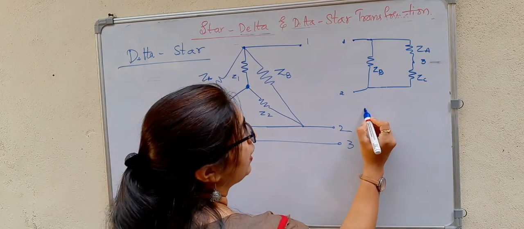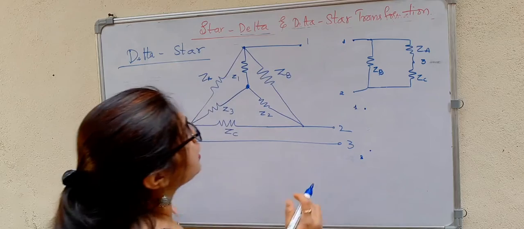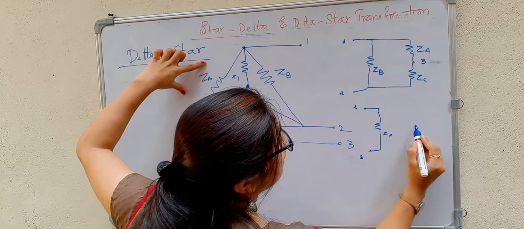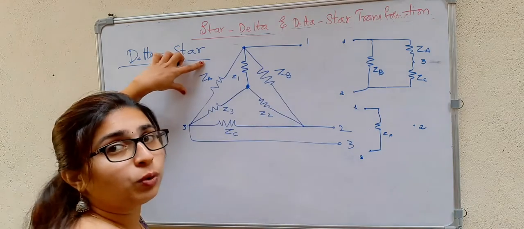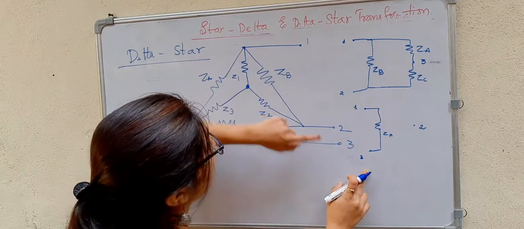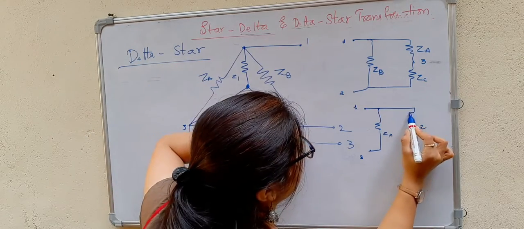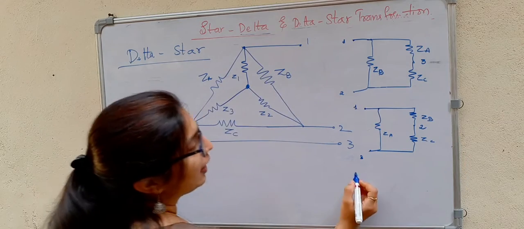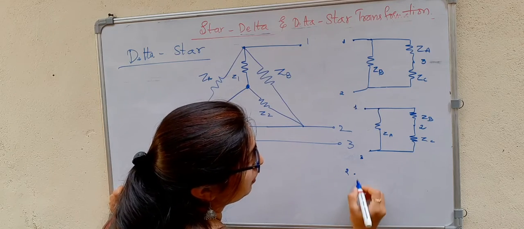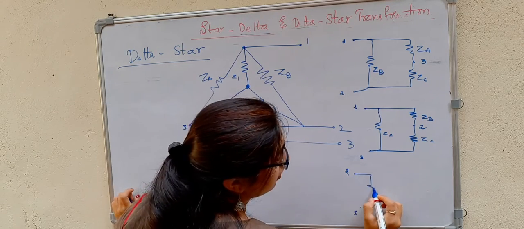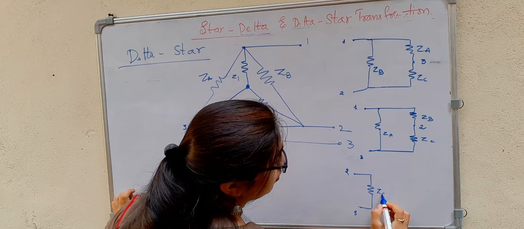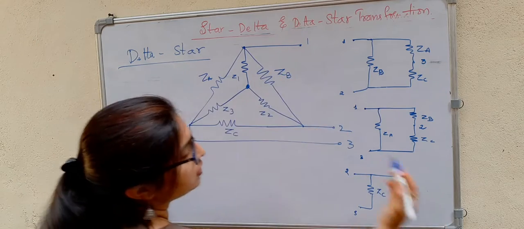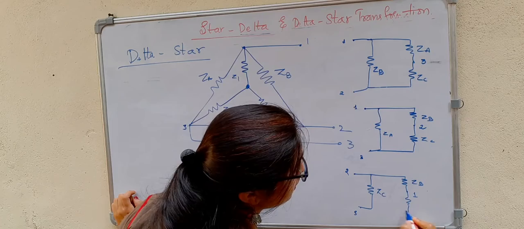Similarly, I can write for 1 and 3. Between 1 and 3 we have ZA. I will take this point 2 here, which is common to both 1 and 3. Between 1 and 2 we have ZB, and here we have ZC. Likewise, we will consider terminals 2 and 3. Between 2 and 3 you have ZC, and here this is point 1. So between 1 and 2 you have ZB, and here you have ZA.